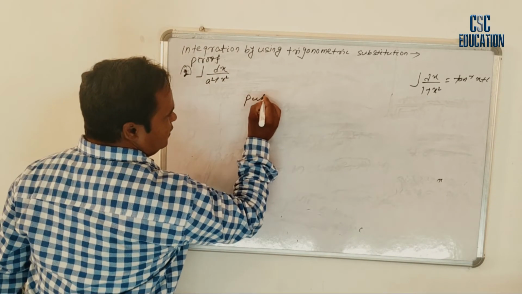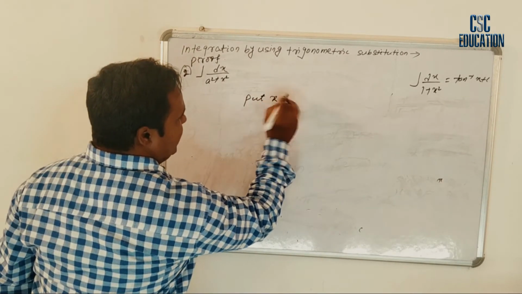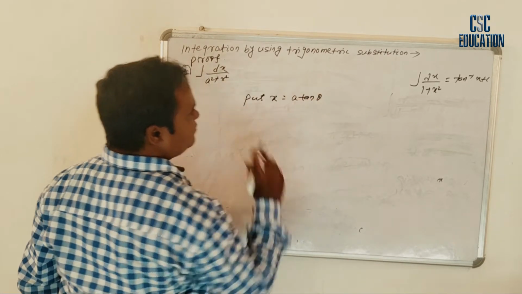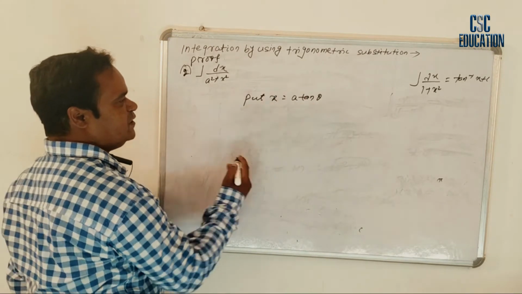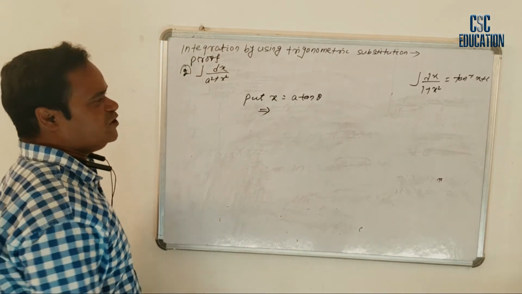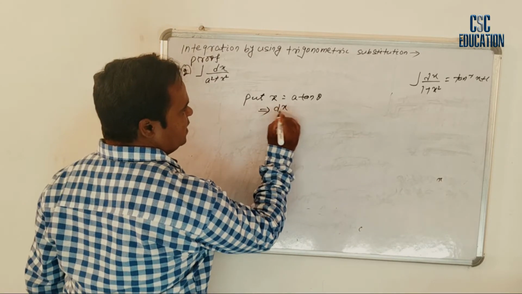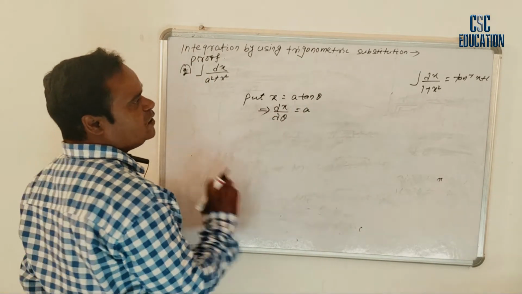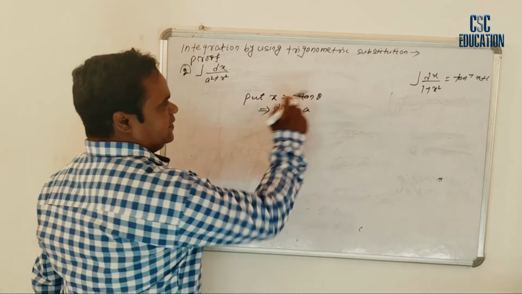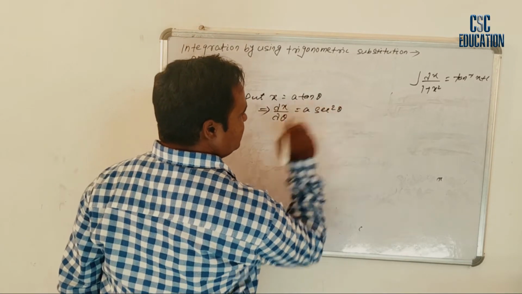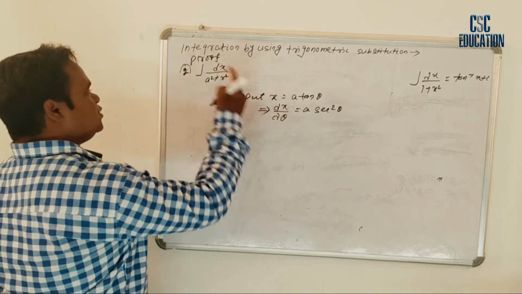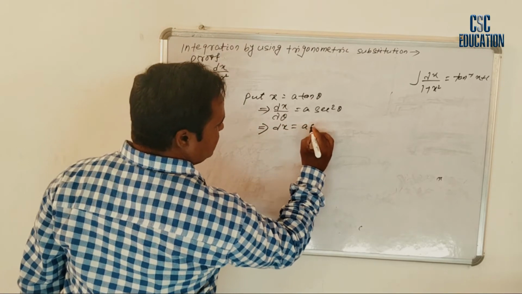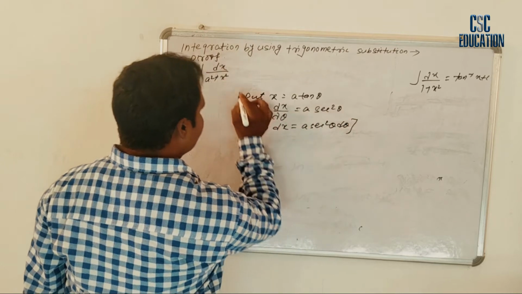Now put, in this method, the variable x equals a tan theta, where a is a constant. Now x is a function of theta. We differentiate both sides with respect to theta. That means dx by d theta equals a, since a is a constant in the derivative. Now the derivative of tan theta is sec square theta. So we convert the x factor, so we also convert the dx factor. This gives dx equals a sec square theta d theta.